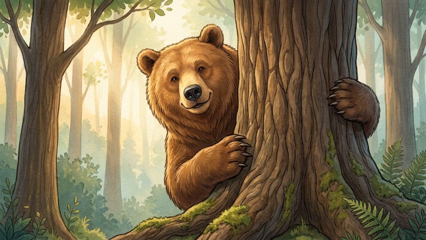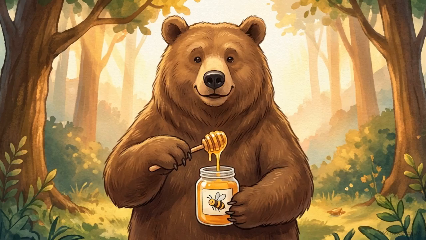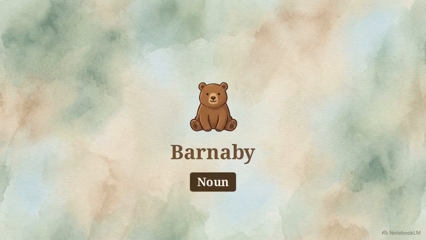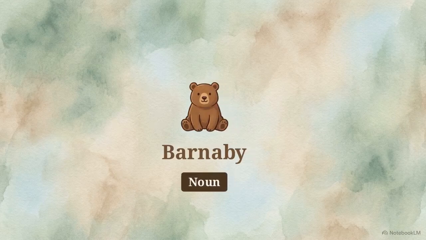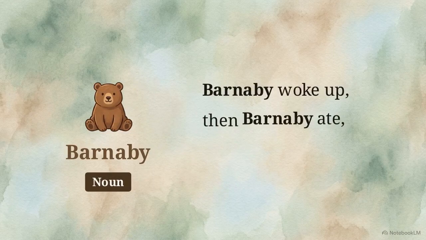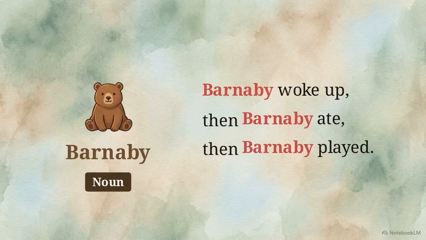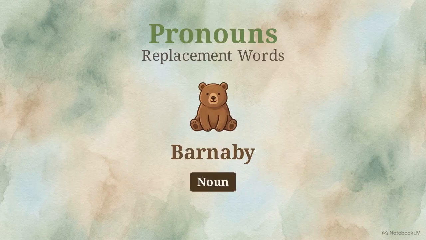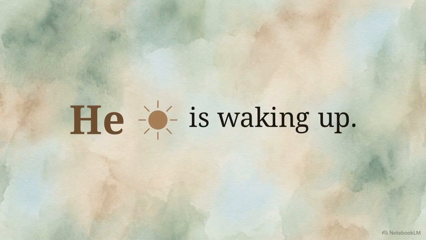His name is Barnaby. He is a bear, and his favorite food is honey. Barnaby, bear, and honey are all naming words. This diagram shows what happens if we talk about Barnaby too much. Saying Barnaby woke up, then Barnaby ate, then Barnaby played gets a little repetitive. So we use short replacement words called pronouns instead. Instead of saying his name over and over again, we can just say he is waking up.